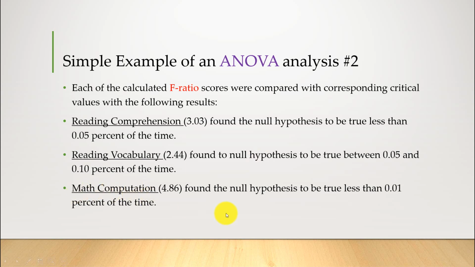Take a look at math computation. Found the null hypothesis to be true less than 0.01% of the time. Wow. So that made a big difference. If we found the null hypothesis to be true less than 0.01% of the time, that's clearly less than 0.05. If that's the case, we would, let me pause. That's right, reject it, okay? Did you like that? Okay.